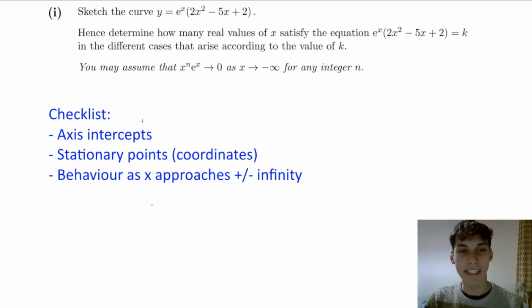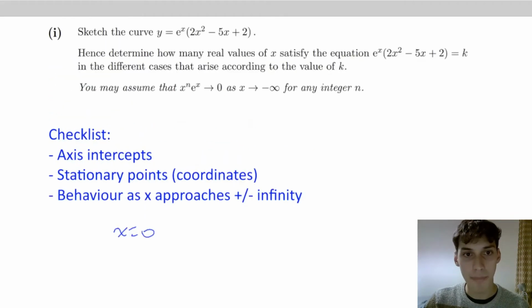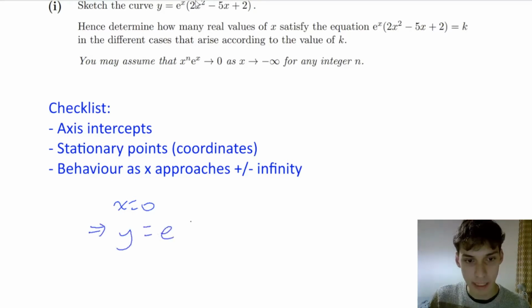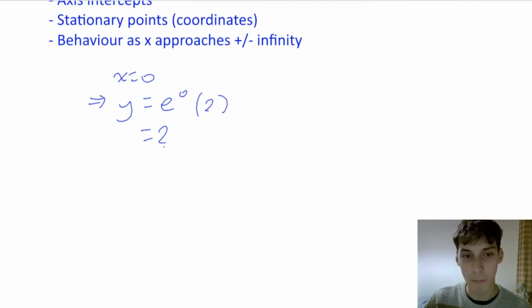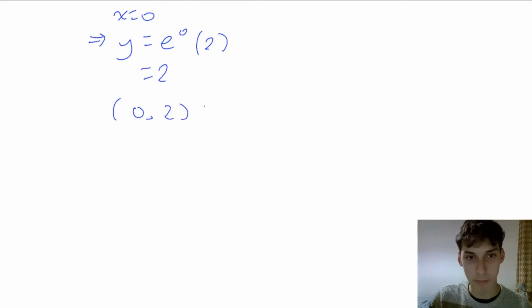So that's y-intercepts and roots. Let's start with x equal to 0. That's a y-intercept. So we're going to be setting x equal to 0, which gives e to the x is equal to 1, and the value in brackets is 2. So y is equal to e to the 0 times 2, which is equal to 2, because e to the 0 is 1. That means that (0, 2) is a point on the graph.